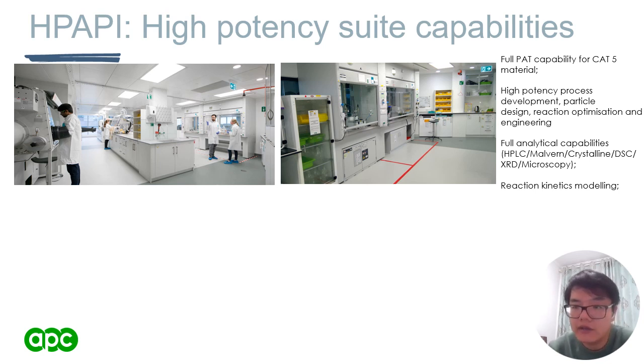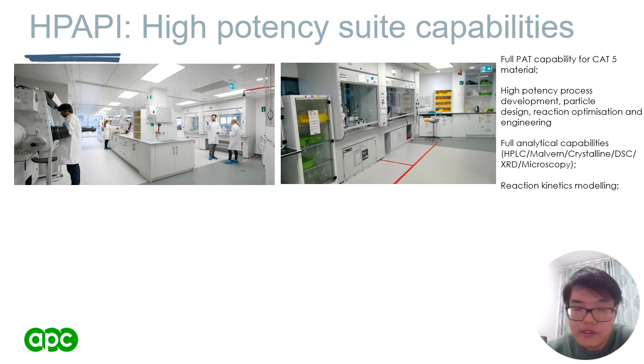APC has 2 high containment labs. In each lab, there are 8 to 10 fume hoods, 6 to 8 isolators, and glove boxes. We have the capability to run multiple high containment projects in parallel. Our high containment lab has analytical capabilities, including HPLC, Malvern, DSC, XRD, and microscope. The high-potency API prepared in the lab doesn't have to be transferred to an analytical lab. This would avoid the potential cross-contamination.